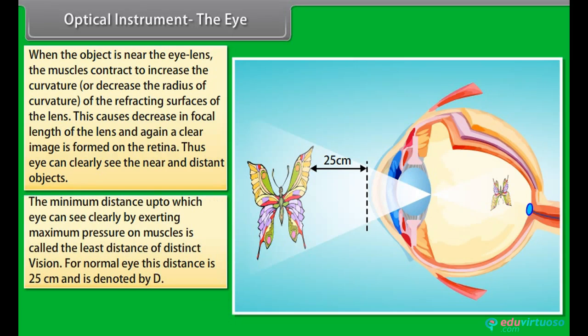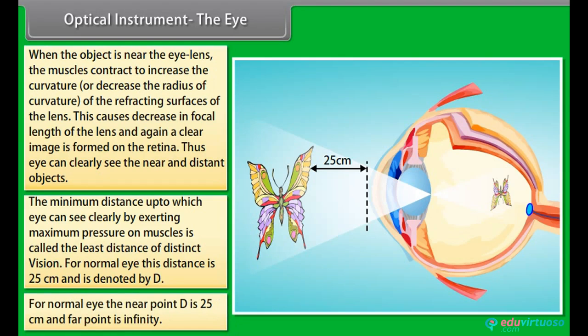The minimum distance up to which the eye can see clearly by exerting maximum pressure on muscles is called the least distance of distinct vision. For normal eye, this distance is 25 centimeters and is denoted by D. For normal eye, the near point D is 25 centimeters and far point is infinity.